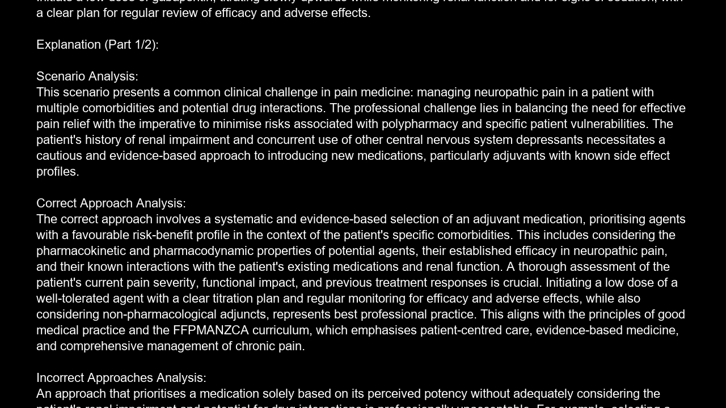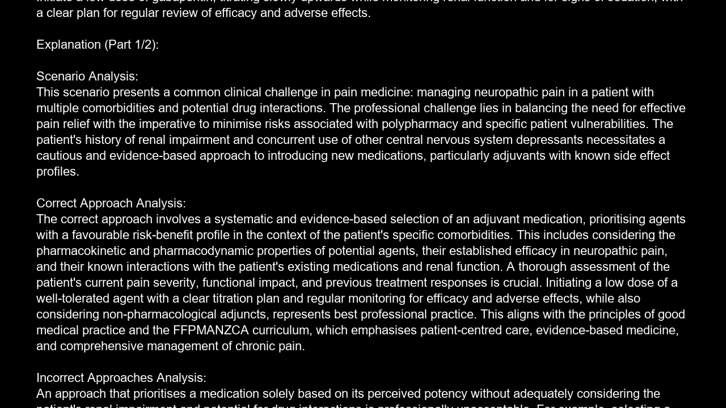This includes considering the pharmacokinetic and pharmacodynamic properties of potential agents, their established efficacy in neuropathic pain, and their known interactions with the patient's existing medications and renal function. A thorough assessment of the patient's current pain severity, functional impact, and previous treatment responses is crucial.